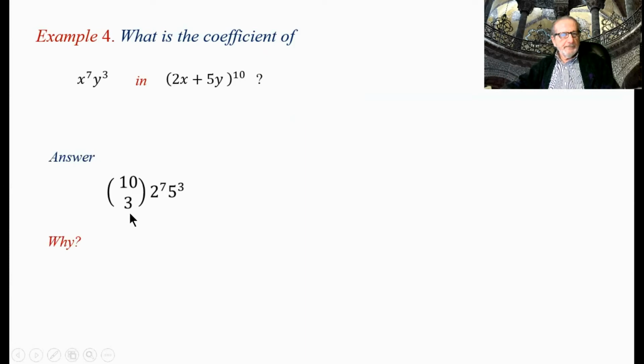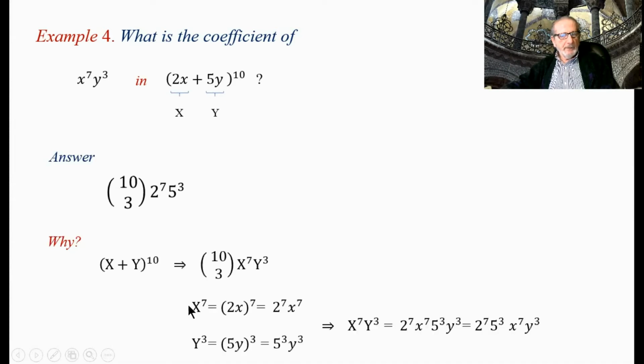Combination 10, 3. Now, this 2 here is going to be raised to the power 7, and this 5 here is going to be raised to the power 3. 2 to the power 7, 5 to the power 3. Why? Because you can call all of this here capital X, all of this here capital Y. And now you have, by the binomial theorem, when you expand this, you will get this term.